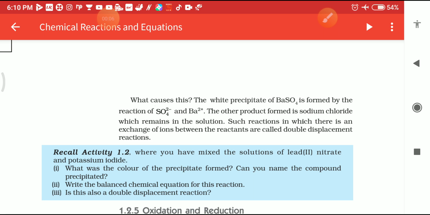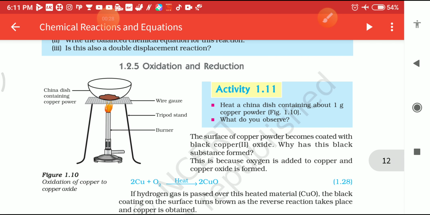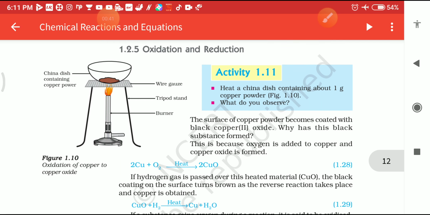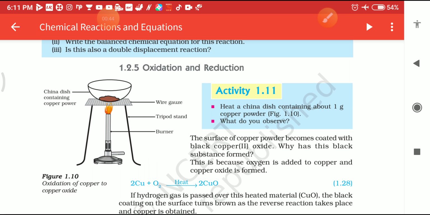Let's continue our chapter Chemical Reactions and Equations of class 10th NCERT Science. I have completed many topics in my previous videos. If you have any problem related to these videos, then you can see them again. But in this video, I will discuss oxidation and reduction. This is the 10th part of the first chapter, Chemical Reactions and Equations. Now students, let us start oxidation and reduction.